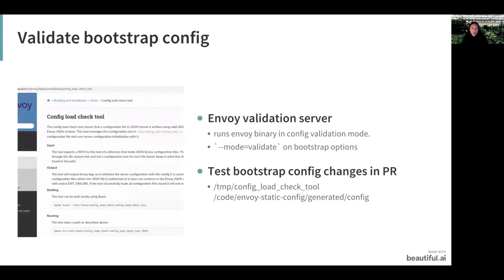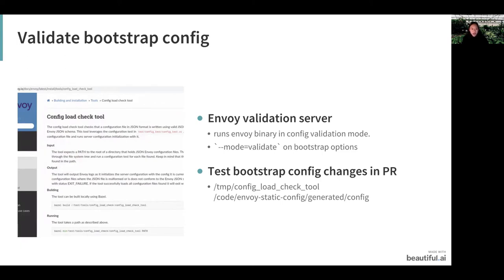Next, to validate the Bootstrap config, we make use of a couple of open source tools. The first one I'll discuss is the validation server. This refers to running the Envoy binary in validation mode, which you can set via the command line flag mode. And what this does is it takes your binary and it takes your Bootstrap config and it tries to boot up Envoy without starting workers, but it will go through the server initialization process as far as it can, and if there are no errors, it will exit successfully.